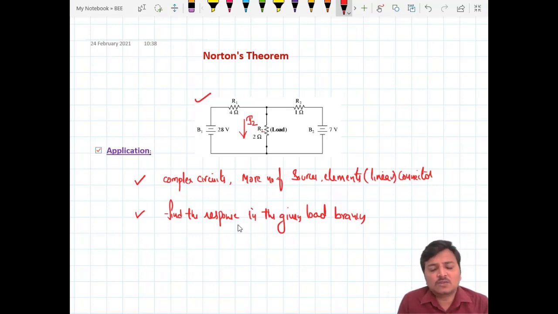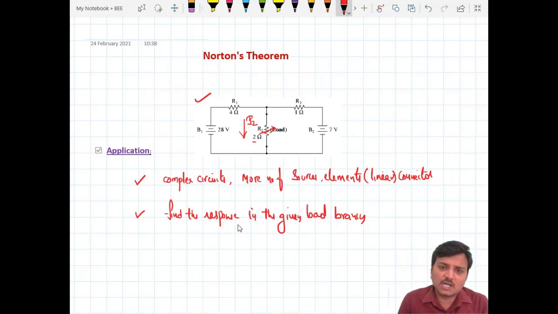The main application of Norton's theorem is when the load resistance is variable in our circuit. Suppose this 2 ohms becomes 4 ohms. If you apply the superposition theorem, I have to write the equations again and solve the complete procedure. Whereas in Thevenin's and Norton's, if your load resistance changes, the value can simply be substituted directly, and within one step I can find the solution. That is the easy way to find the solution of the load branch.